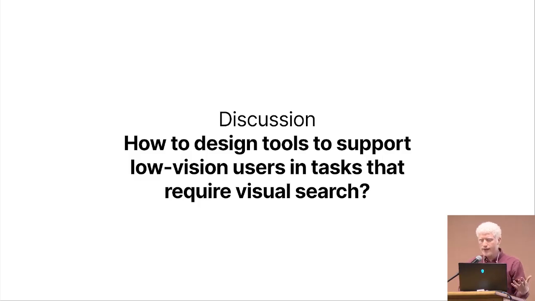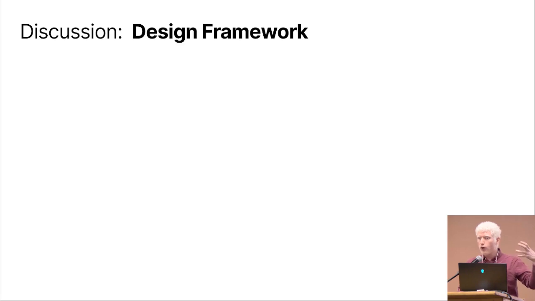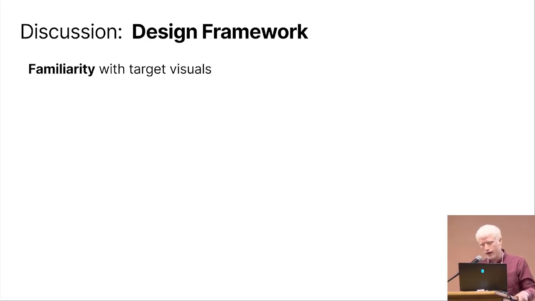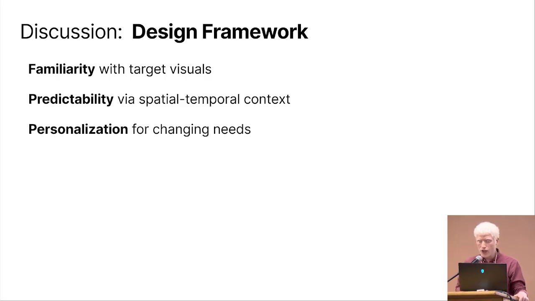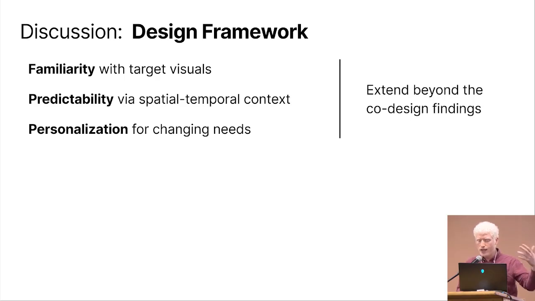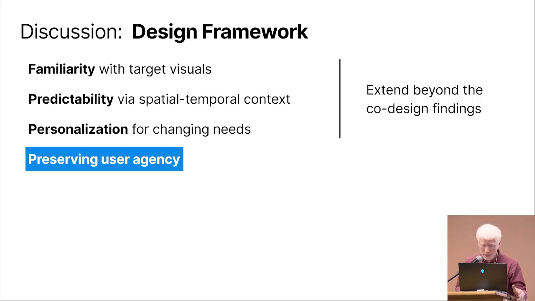To conclude, we discuss in the paper how we can design tools to support low vision users in tasks that require visual search. So we reflect on our findings from the co-design process as well as the user study. And we found 4 key concepts as a design framework. The first one is familiarity with target visuals. The second is predictability via spatial temporal context and personalization for changing needs. So all of these are extended beyond the co-design findings. And we introduce another one, which is preserving user agency, which I want to explain in a little bit more detail.